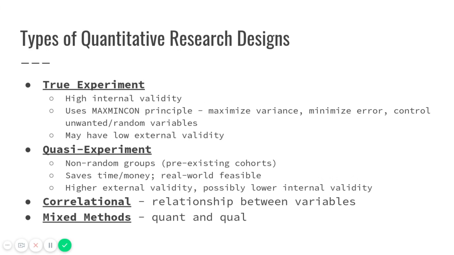There's also correlational research designs in which you're just looking at a relationship between variables and you're not comparing groups necessarily. And there's mixed methods as well, where you're using a combination of quantitative and qualitative methods. So if you give a population a survey and then you also do some interviews, that would be an example of mixed methods.